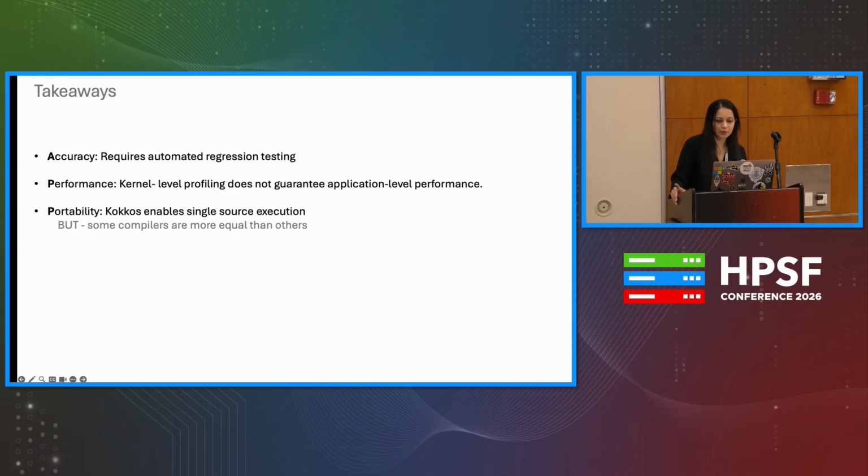I would like to close with 3 Kokkos-specific lessons from this work. Profiling full PDEs is important; assuming that the GPU is faster after benchmarking individual kernels can be misleading. Cross-compiler correctness requires automated regression testing. Accuracy, performance, and portability are distinct challenges, and correctness across compilers still needs to be tested explicitly. It can't be assumed.